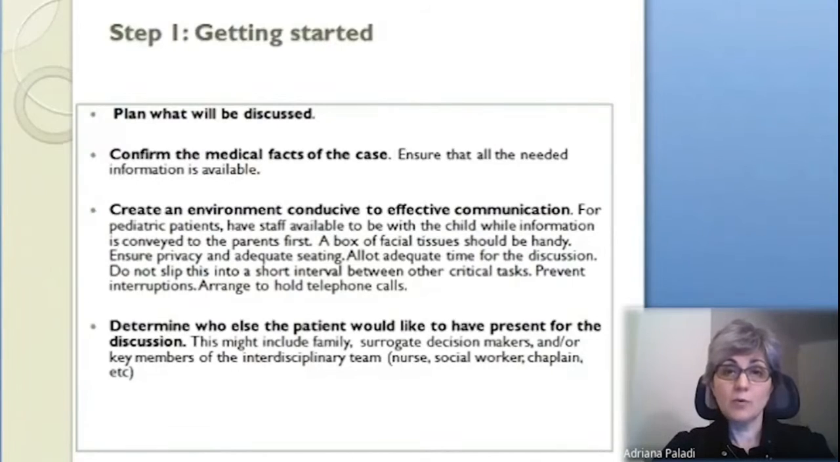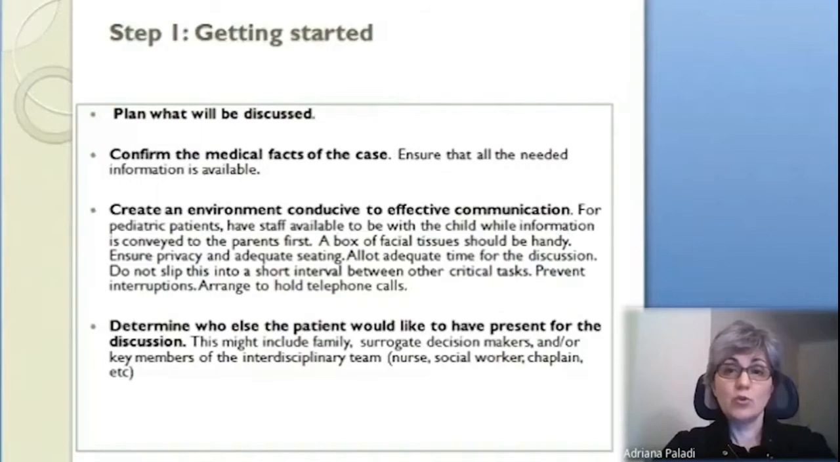Each step consists of some requirements, and concerning the requirements of the first step, the following should be mentioned. Any physician has to plan what will be discussed. It will be the information about diagnosis, about prognosis, about start of the opioid treatment, or any other information. Next requirement is confirmation of the medical facts of the case.